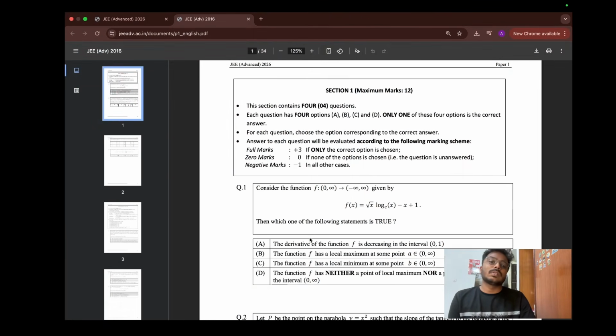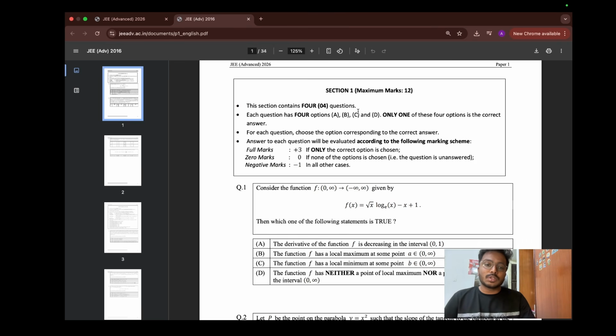So what we are going to do in this video is go through the mathematics section of paper 1 of JEE Advanced 2026, and rate each question according to its difficulty level. Personally, I found the paper very easy. So let's go back and review the question paper. Here we have the question paper.